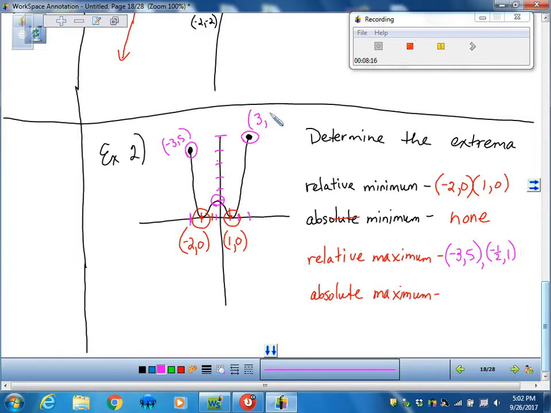Now this one, because it is the absolute highest point on the entire graph, is not just a relative maximum, it's also an absolute. And if it's an absolute, that's all we have to list it as. So 3, 6 is an absolute maximum, whereas -3, 5 and -1/2, 1 are relative. They're maximums in their area, but they are not a maximum for the entire graph. So the absolute maximum is 3, 6 because it's the highest point on the whole graph.